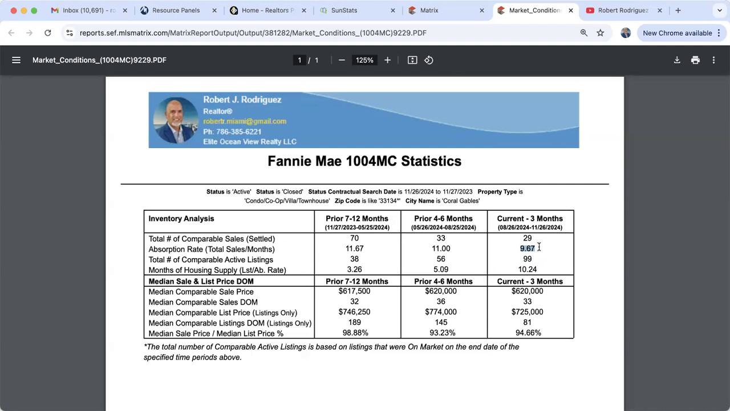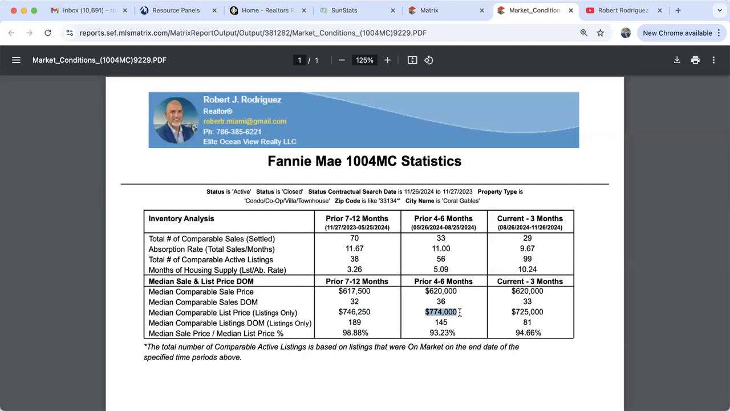The prices for condos have been stable throughout the entire year. You're looking at 617.5, 620, and 620. So no increase in condo prices in zip code 33134. The list price has fallen. You're looking at 746,000 for the list price at the beginning of our study, the first 6 months of the year. During the summer months where everyone is buying, you're looking at 774 for the list price.